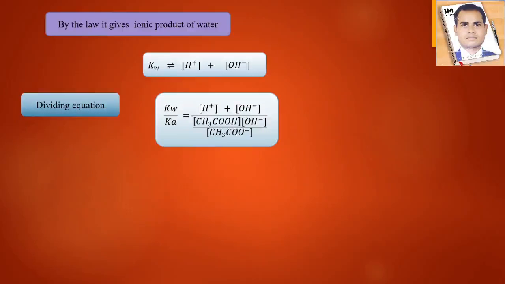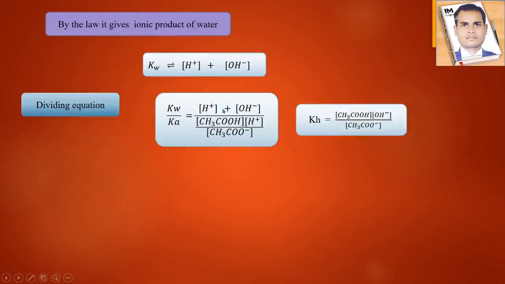Kw divided by Ka. So the ionic product of water divided by the ionization constant of the weak acid. You have to write as it is whatever the product is: the ionic product of water, the concentration of H plus times the concentration of OH minus, we write as it is. And for the Ka, that we have written here. The concentration of H plus will get cancelled.